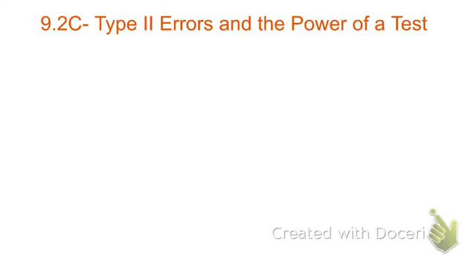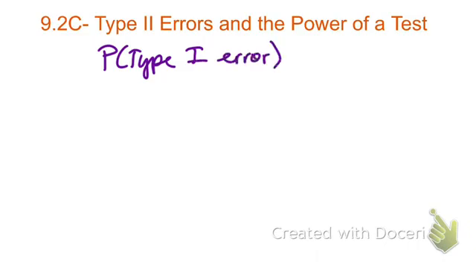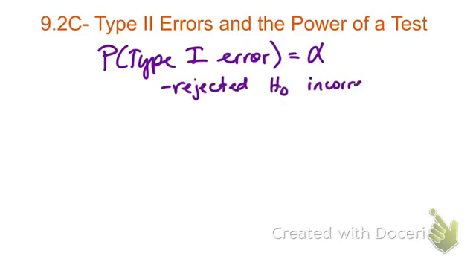What is the probability of a type 1 error? That's alpha, absolutely. And what does that mean you did? That means you rejected the null hypothesis incorrectly. You made an error, and you made a type 1 error. The probability of making a type 1 error is alpha, and that is that you reject the null hypothesis incorrectly. What is the probability of a type 2 error?